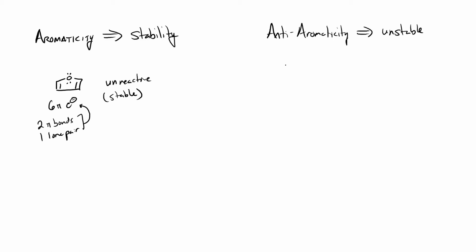Anti-aromaticity, of course, goes the other way. So if we have something like a 7-membered ring that has an oxygen in it, now we've got 3 pi bonds, one lone pair. This is 8 pi electrons. This is very reactive and unstable. Right? So 8 pi electrons, 3 pi bonds, one lone pair.